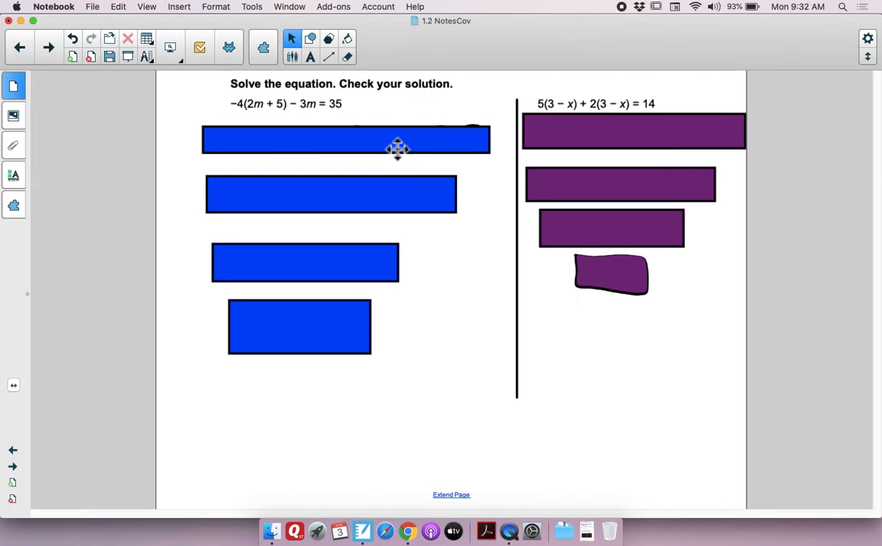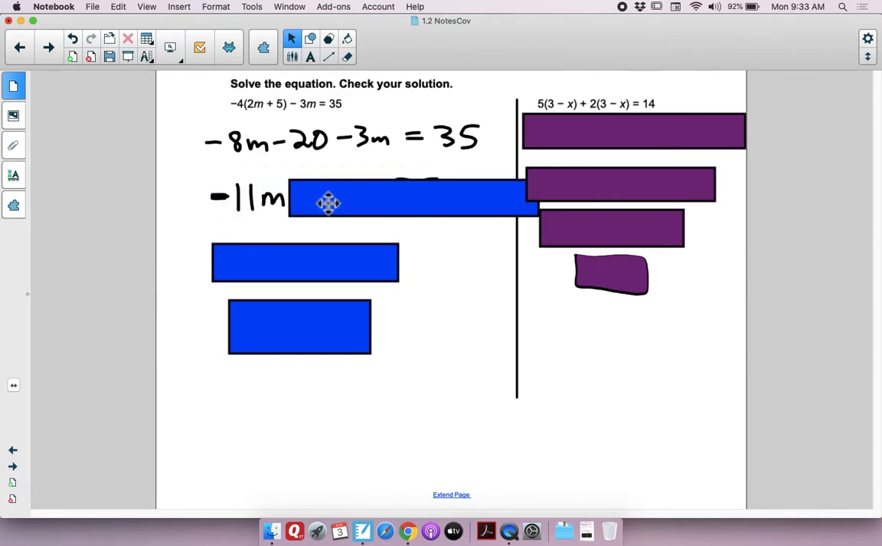All right, I'm back. So obviously we're going to have to distribute first to simplify that left side. So hopefully you got negative 8m minus 20. So the negative 4 gets multiplied here and gets multiplied here. You may have learned this is kind of shooting arrows over a wall. And then we still have the negative 3m. Don't forget that. Equals 35. Combine your like terms. So negative 3m, negative 8m make negative 11m. We still have that minus 20, and we still have the 35.